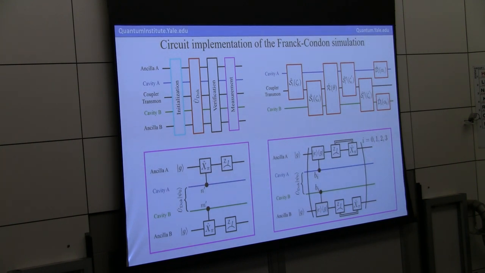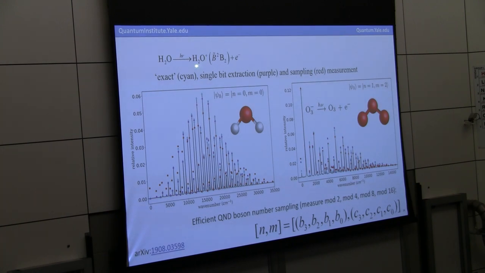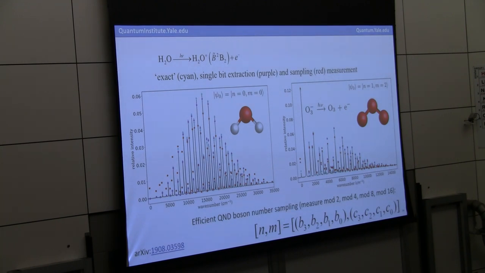And here's the result. So here's photoionization of water into a particular symmetry state. And here is, what is that, ozone? And you see the black curve is the sort of exact calculation for our model Hamiltonian. And you see two different ways of measuring the probability of getting different numbers of photons. So the two phonons have different frequencies, so you can get three of this and four of that, or five of this and seven of that, and then they add up to producing different mechanical vibration sidebands.